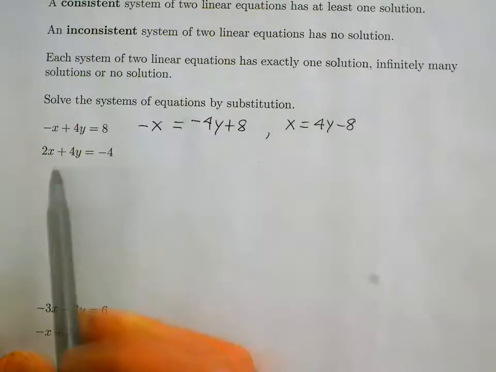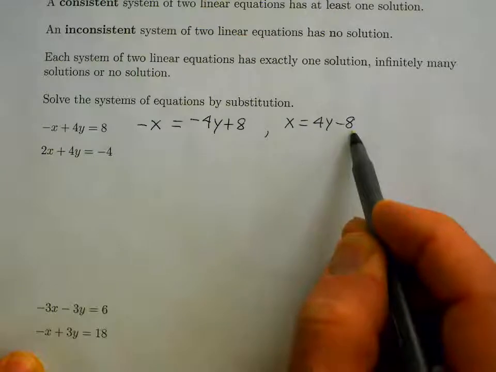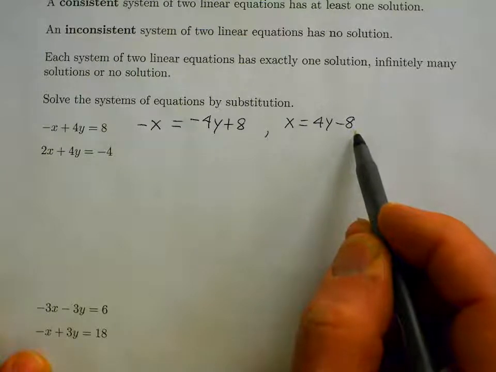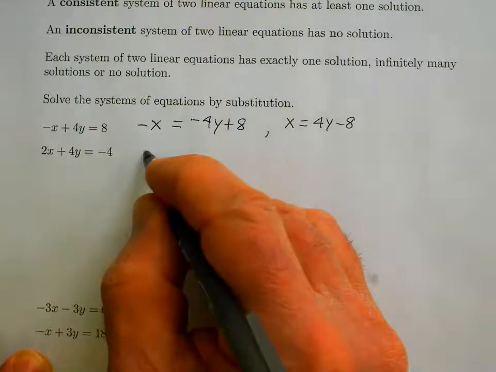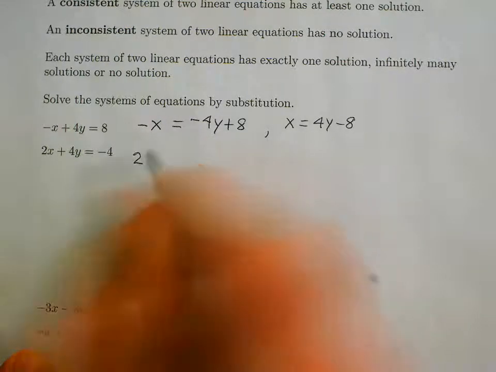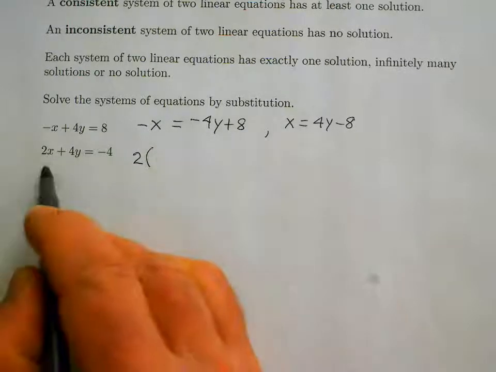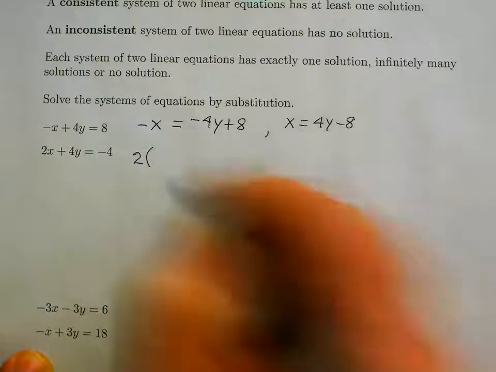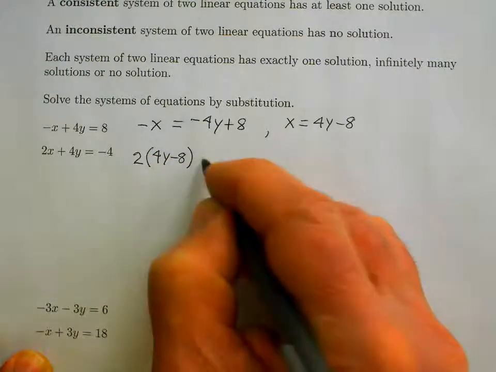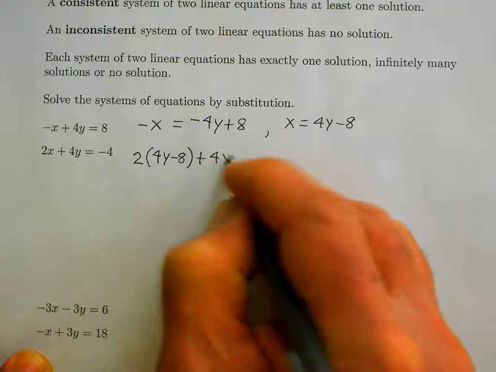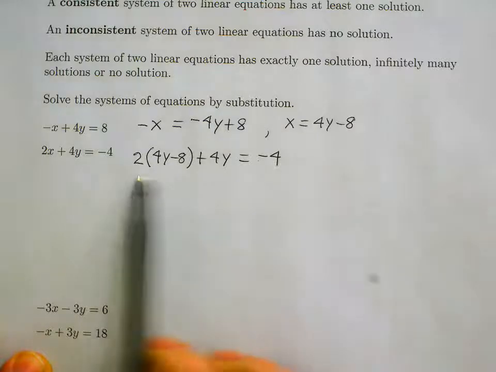Now in the bottom equation, I'm going to replace x with 4y minus 8. This is the substitution step. The bottom equation has 2x plus 4y equals negative 4, but I'm going to replace x with 4y minus 8 and then write everything else. Now we solve this equation for y.